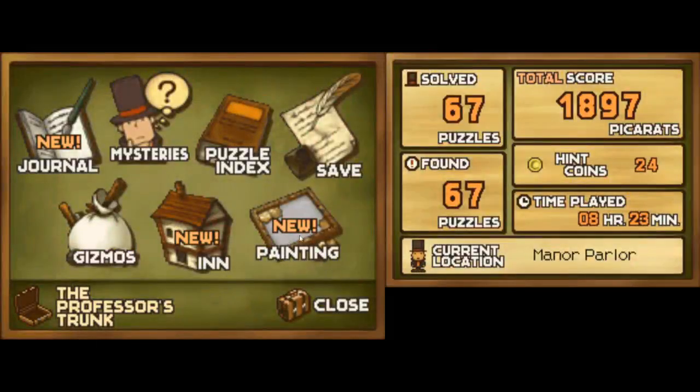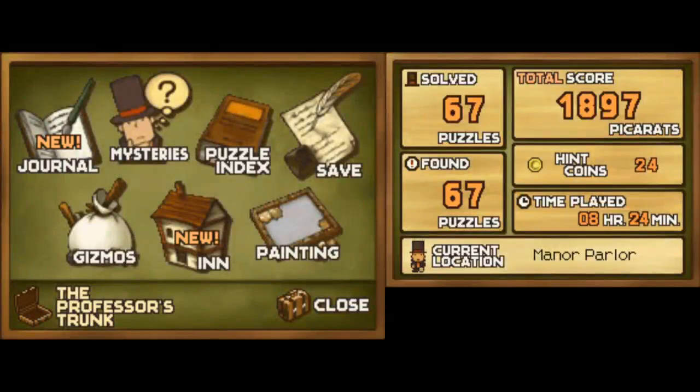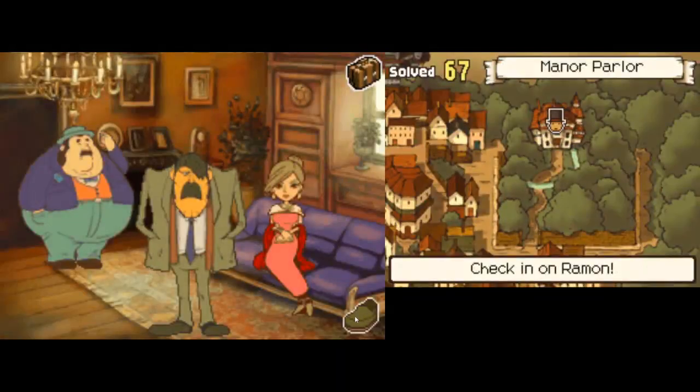Alright. And I'll do that painting before the playthrough is over. Because trust me, there are a lot of puzzle pieces here. I mean, a lot to collect. Alright, so let's continue on here. Let's close the trunk. Alright, so I guess we can now speak to Lady Dahlia now.